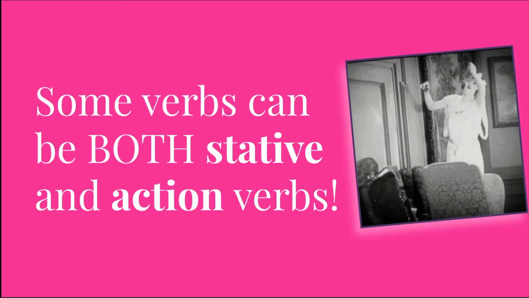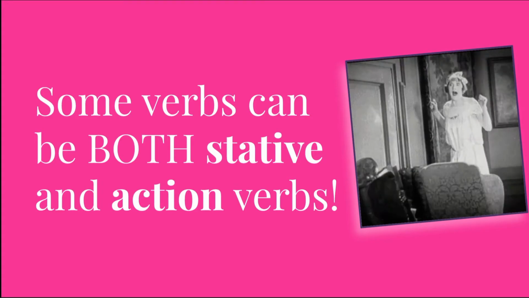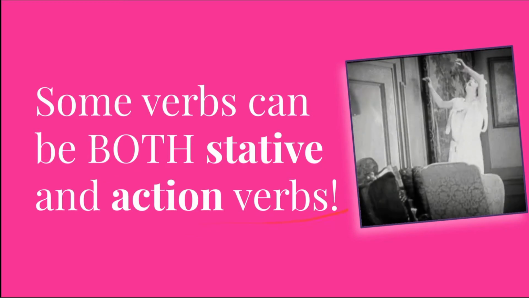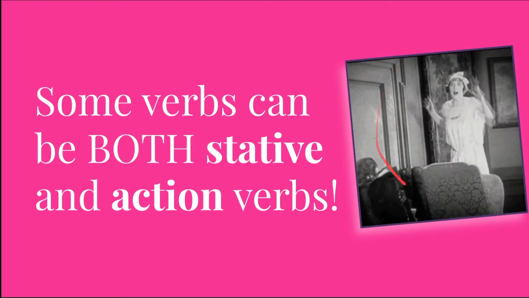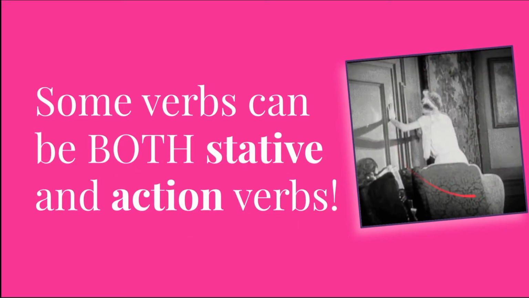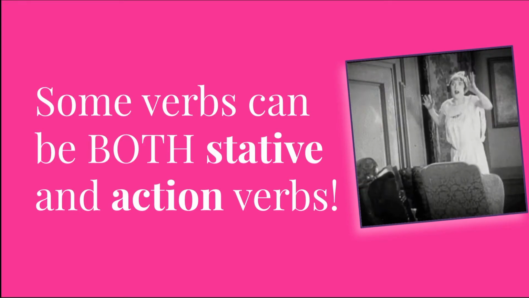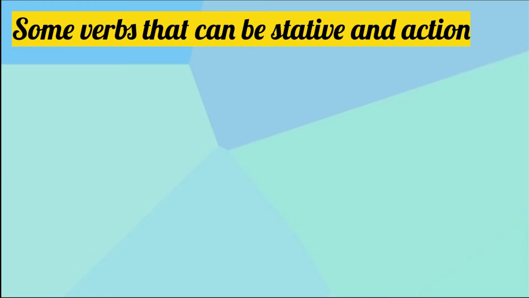Now, some bad news for English learners is that some verbs can be both stative and action verbs. So it's something that might drive you a little bit crazy at first, but you'll learn. You can learn this. Here are some verbs that can be both stative and action verbs.